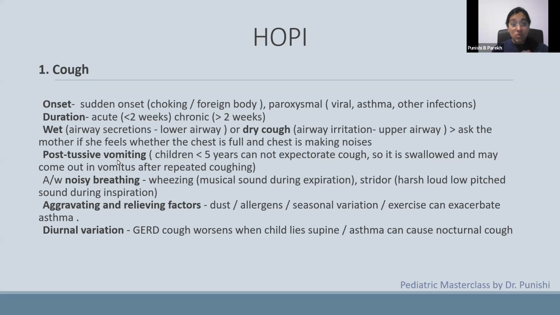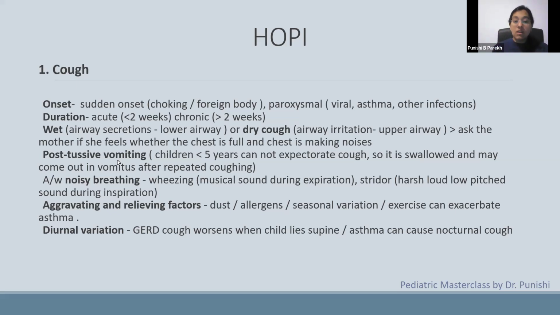Because GERD, or gastroesophageal reflux disease, the cough in GERD typically worsens when the child is made to lie supine, and asthma predominantly has nocturnal cough. So somebody who's coming with this history of nocturnal cough, or cough which is worse when the child is supine, should give you some hint as to what the underlying differential or the diagnosis could be. So this is how we describe cough in detail.